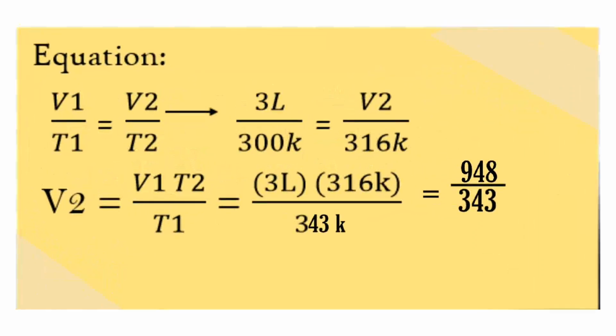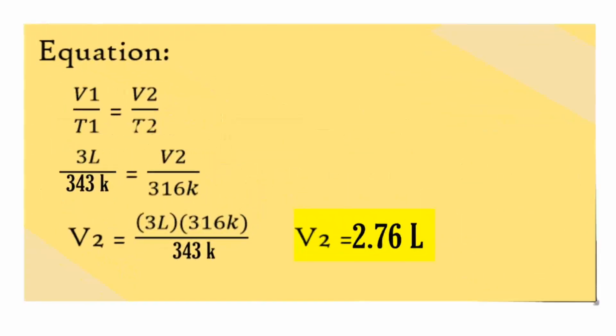The equation is V1 over T1 equals V2 over T2. Here, we do the cross multiplication, then divide both sides by T1. Solving for the final volume, we have 2.76 liters. Okay, here is another problem.